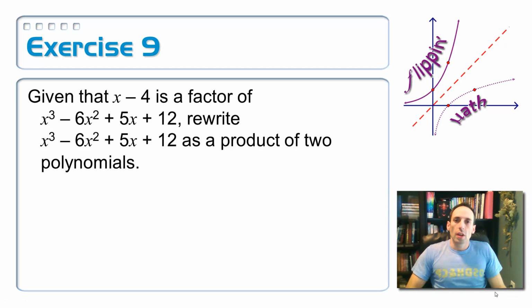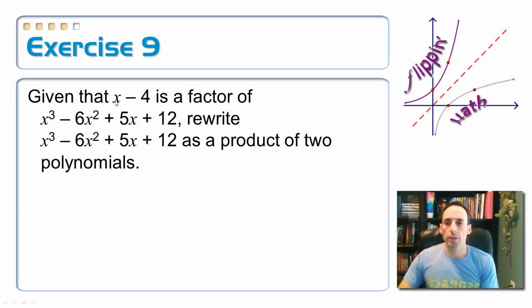Okay, so we had just learned how to do this sweet shortcut to dividing polynomials called synthetic division. But we can only do it sometimes, when we are dividing by something like x minus 4. So we could do synthetic division using that. This problem says, given that x minus 4 is a factor of this cubic polynomial, rewrite that cubic polynomial as the product of two polynomials.